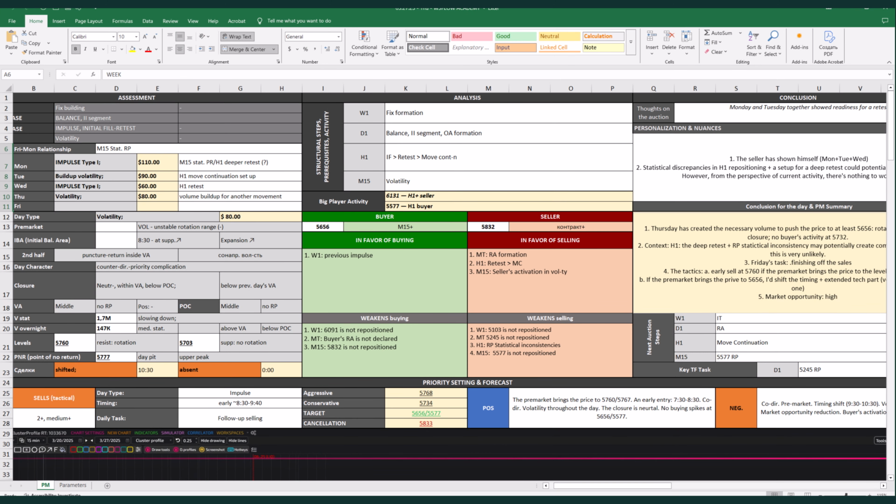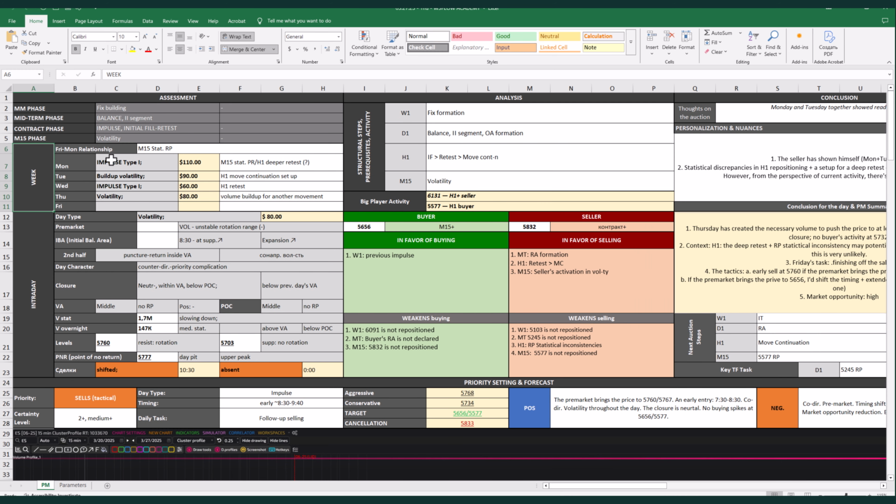It looks like this. Take a look at this document. So what do we do here? Now pay attention to this part. This part. Pay attention to this part, which is assessment.